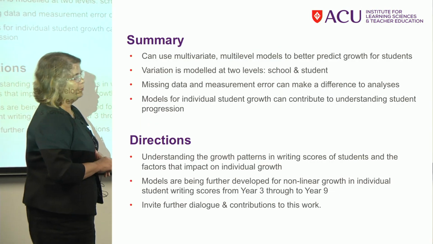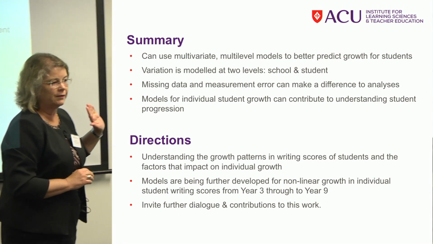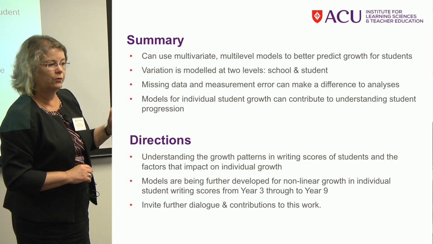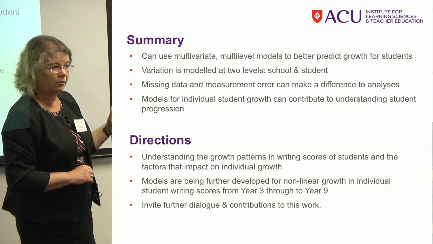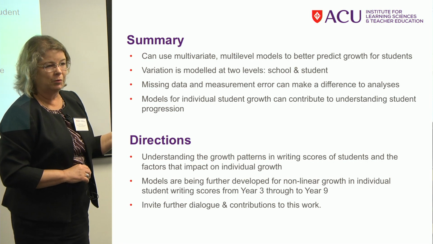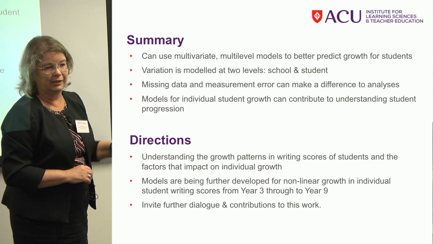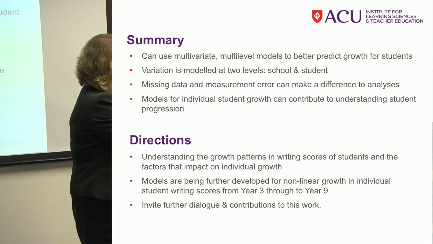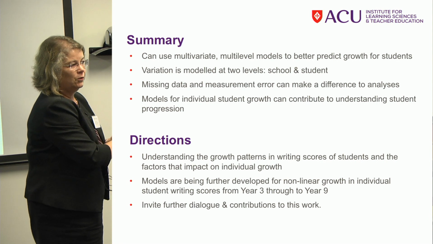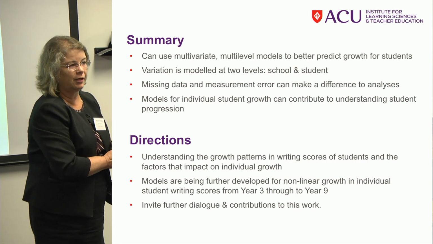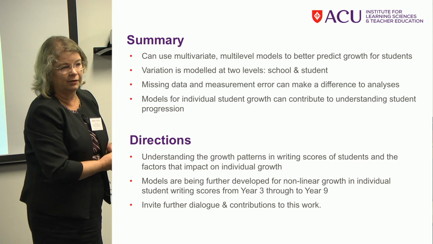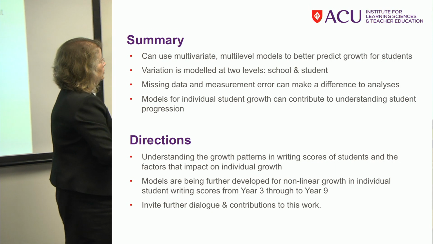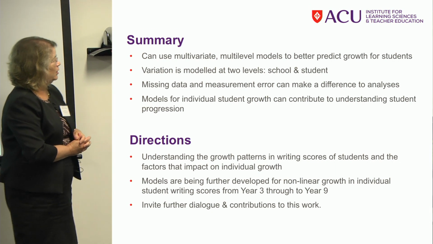Okay, so as I said before, this is just our initial analysis looking at change or growth from Year 3 to Year 5 in reading and writing, and we are able to do that then for the Year 3 through to Year 9 data. So we can actually look at what the growth is from Year 3 to 5, and can we use this then to predict what the outcomes are going to be in Year 7 and Year 9 for different students. So in summary, we can use multivariate, multi-level models to better predict growth.